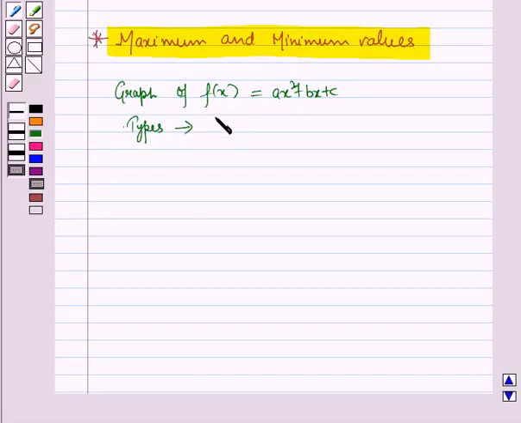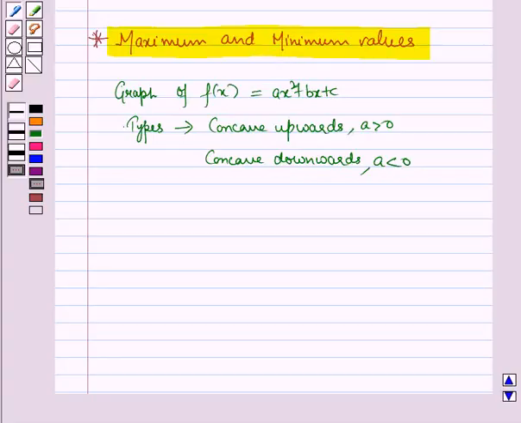First, it is concave upwards when a is greater than 0, and it is concave downwards when a is less than 0. Now for finding the maximum and minimum values, we have to find the limits within which the value of ax square plus bx plus c will lie for real values of x.